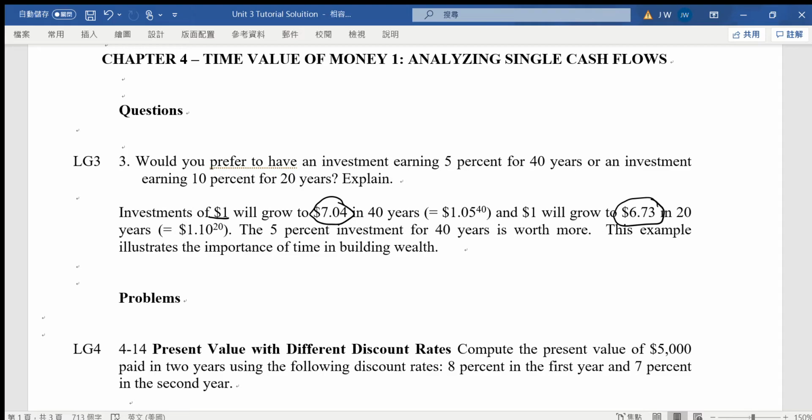By looking at that, you will find that the first investment is much larger than the second one. This example is trying to illustrate the importance of time and the compounding frequency. You need to identify that it is about the compounding frequency, and it builds much more wealth for the investor. It tries to highlight these key things, the importance of time. That's why you should create a simple example to illustrate.